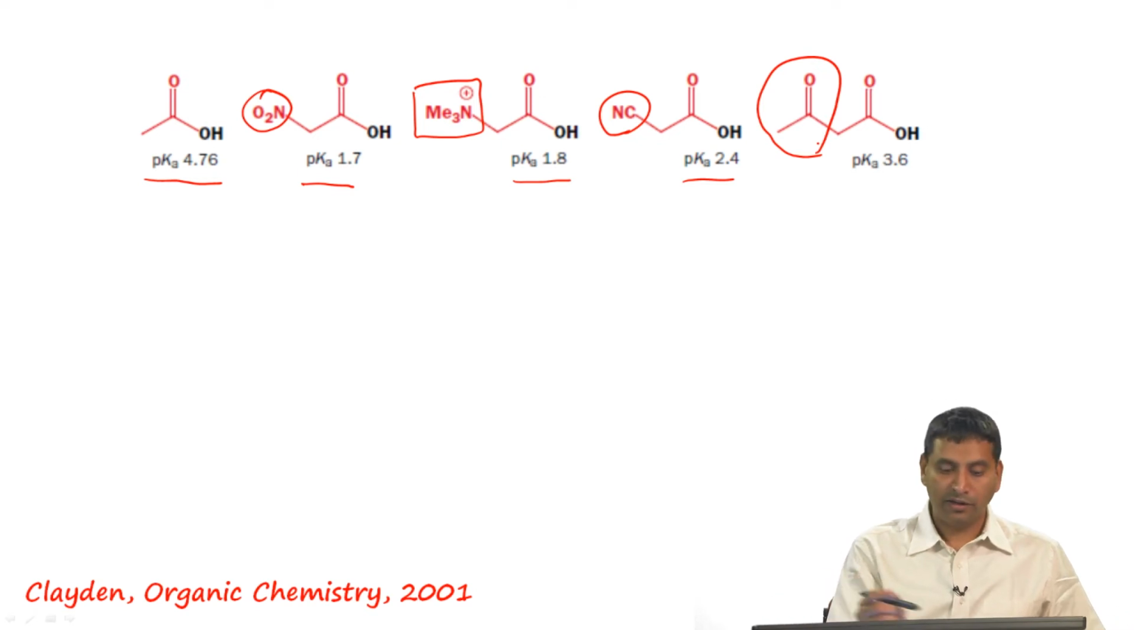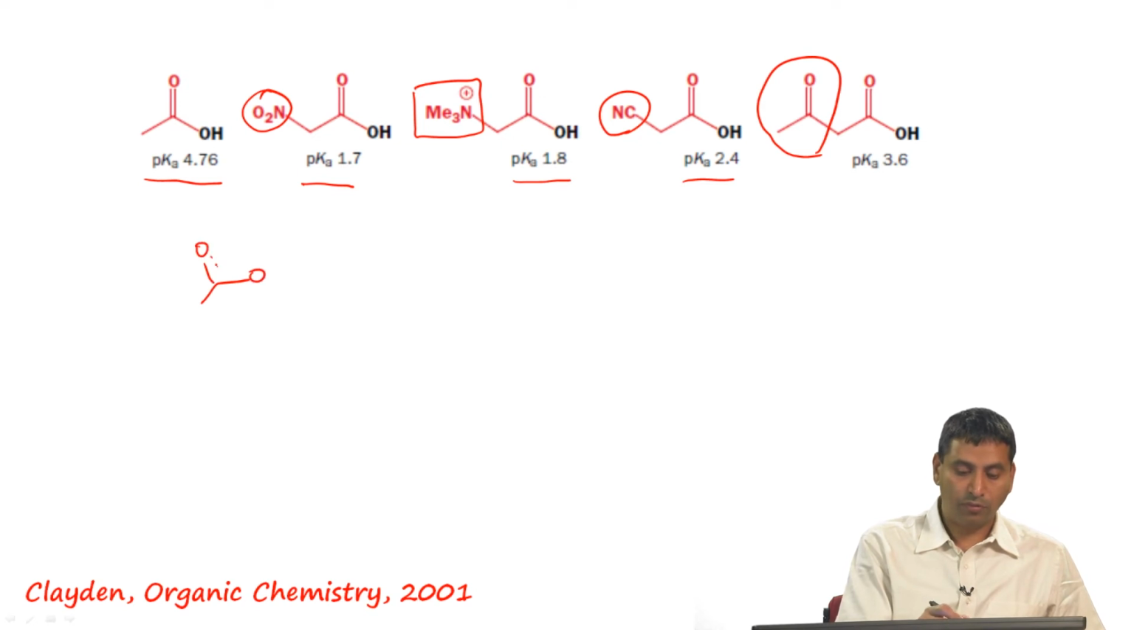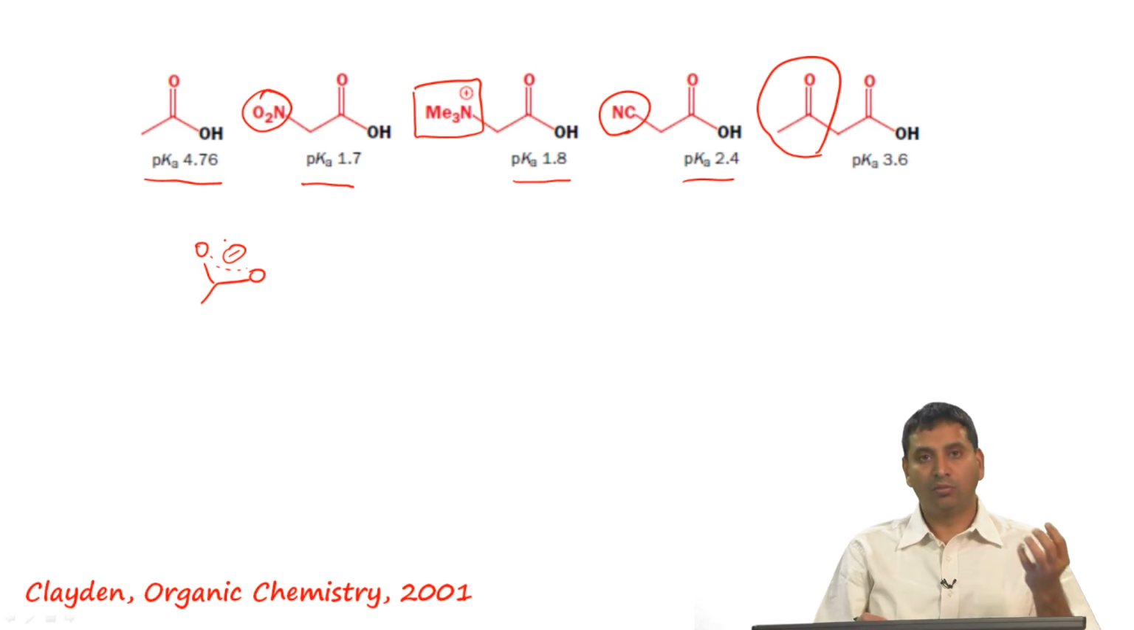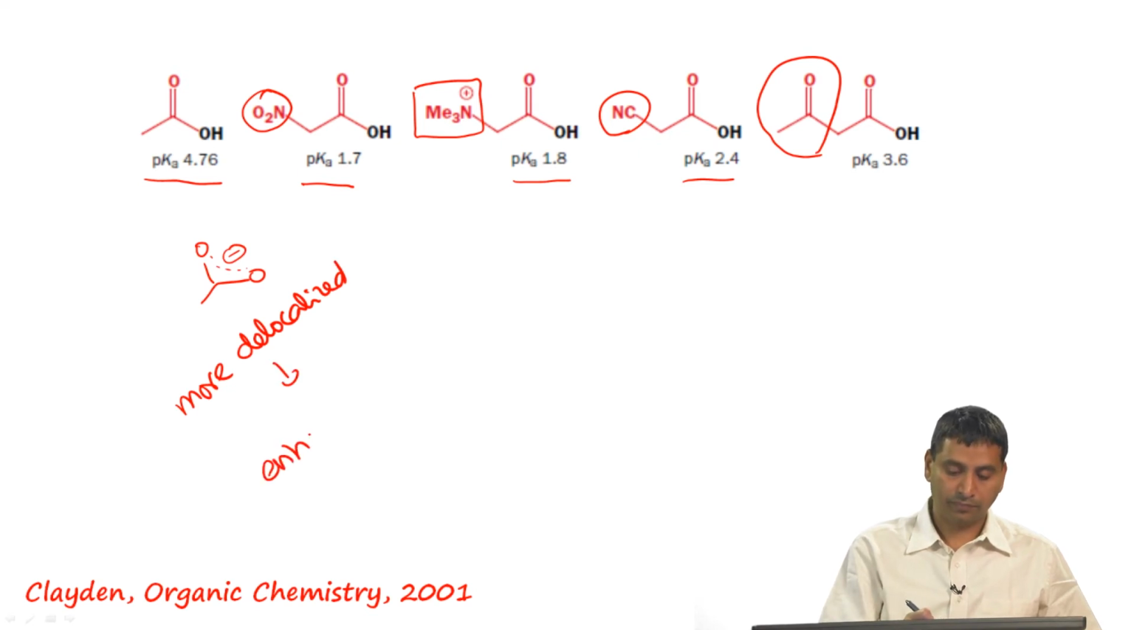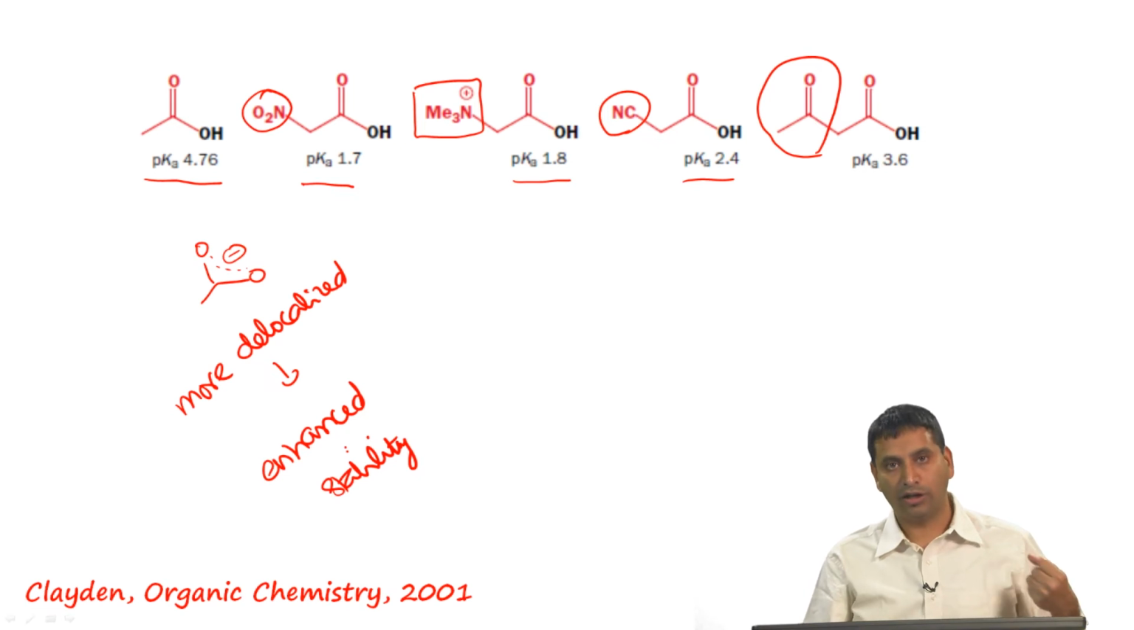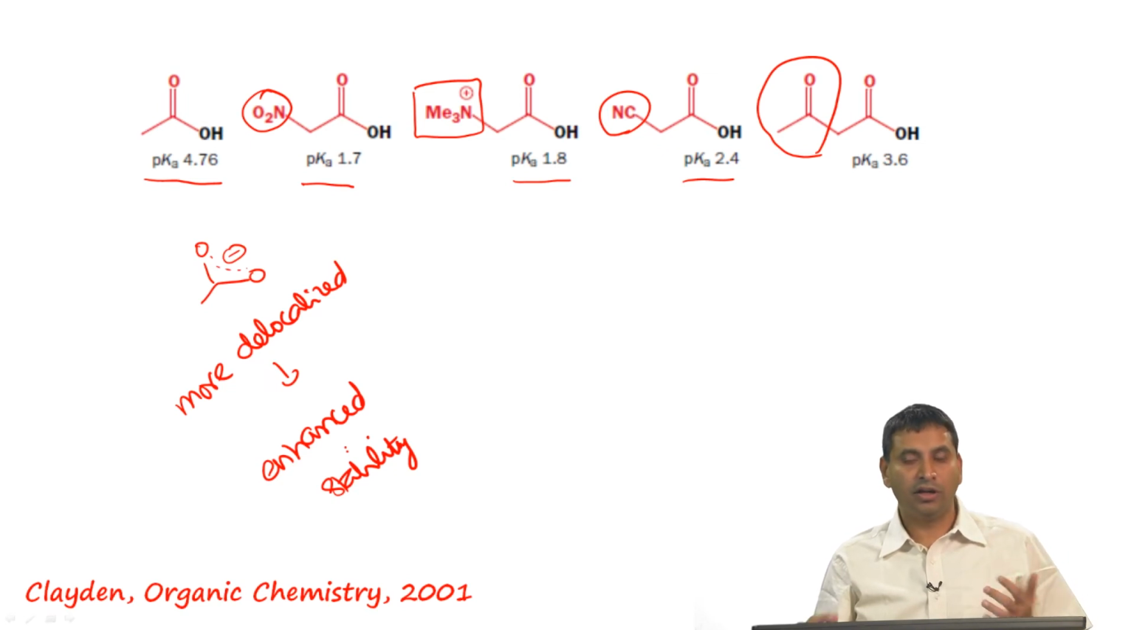In order to understand this, again we need to look at resonance forms here. You have O and there is a negative charge that is formed, and the more stable this negative charge is, that is the more delocalized, the more stable this species is. If you see how a nitro group is going to pull electrons from the carboxylate, it is going to make the negative charge more delocalized. Similarly, a fully charged ammonium species is going to again result in a significant amount of delocalization, whereas neutral electron withdrawing groups such as cyano and carbonyl are pretty good, but they are not as effective as a nitro group or a positively charged ammonium salt. So, this helps us understand the trend in pKa values.